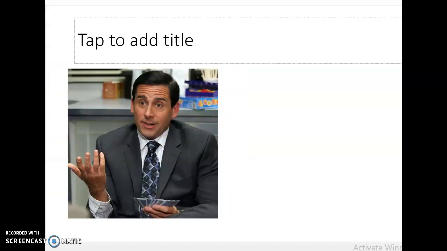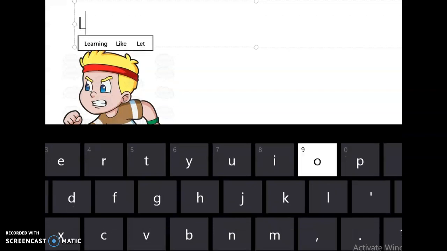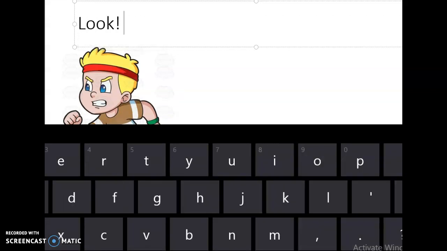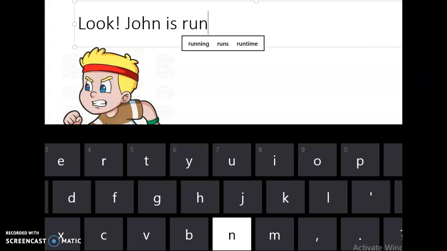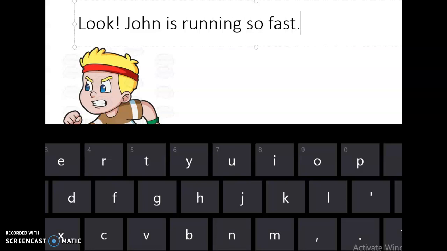Another thing, now let's move to present continuous before we move to the exceptions. Present continuous is an action happening now at the moment of speaking. For example, look, John is running so fast. Okay, because now I'm telling you to look, John is running so fast. So I use ing, or present continuous, I mean. John is singular, so we add is, as we see here.